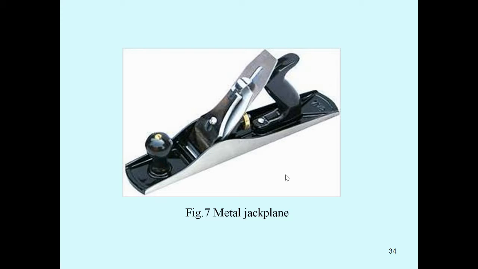We can see here an actual metal jack plane. Here the knob and the handle are black in color. So these are coated. In some cases they are made with plastic, and for some jobs they are made with wood.